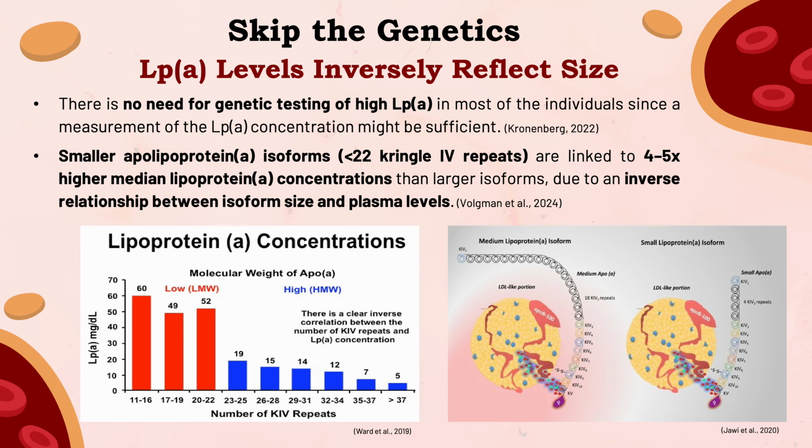By contrast, patients with 23 or more repeats generally have lower, non-risk-associated concentrations, which continue to decline with larger isoforms. On the right, the smaller and medium isoforms are illustrated. These forms are linked with markedly higher Lp(a) levels, often 4 to 5 times greater than larger isoforms.